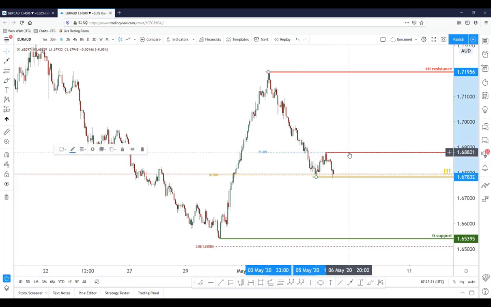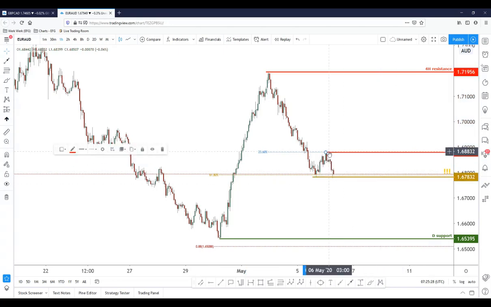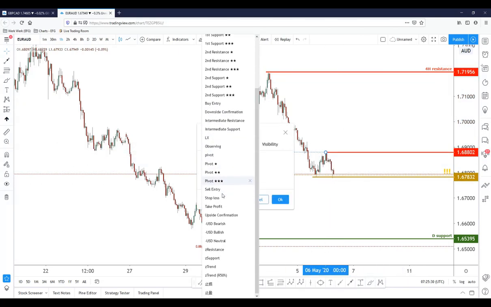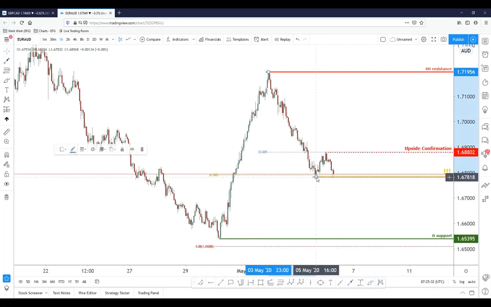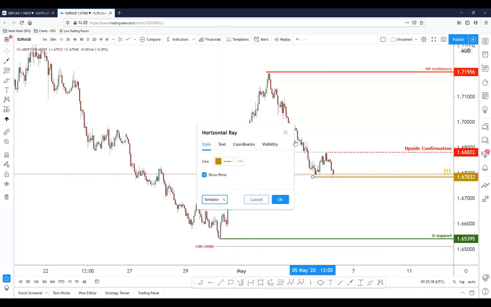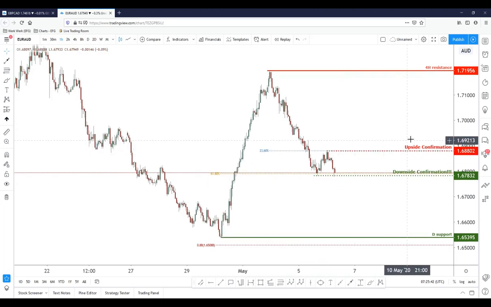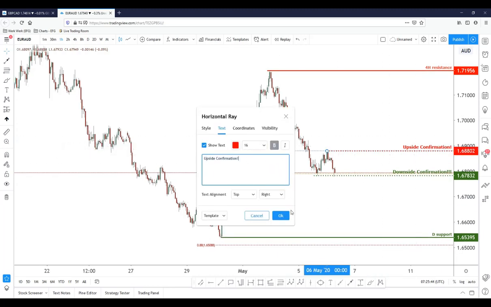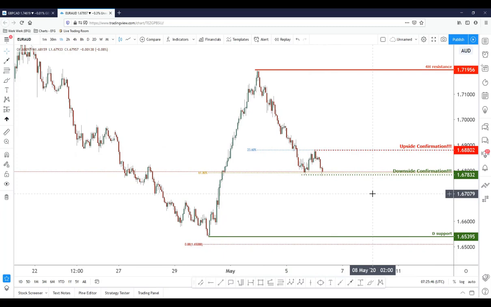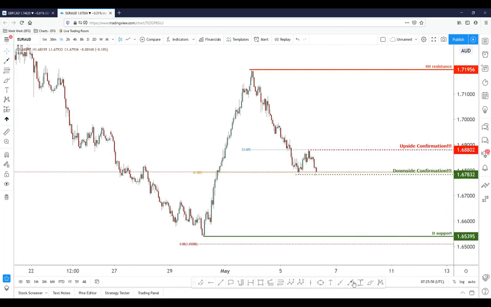I will actually call it the upside and the downside confirmation. Let me just change the, okay, I will call it the upside and downside confirmation. Downside confirmation with the three exclamation marks. Very important levels. All right, so now because we are on the 1 hour, we are using the 1 hour to fine tune our strategy.